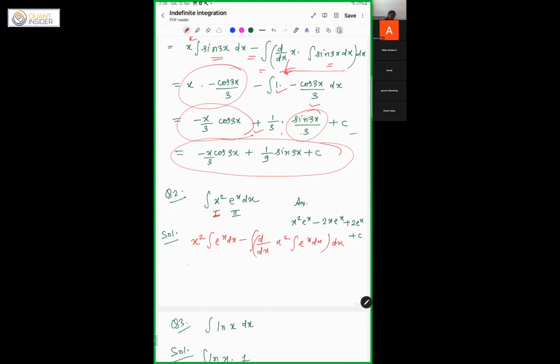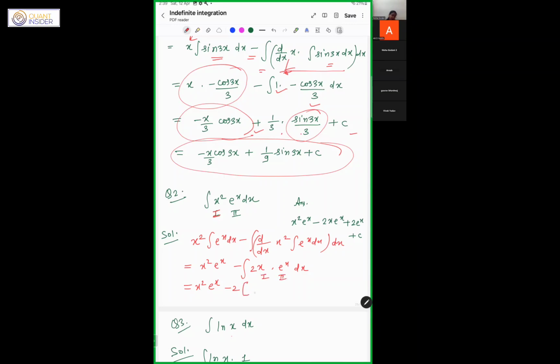So this is x square e to the power x minus integration of 2x into e to the power x dx. Integration of e to the power x is e to the power x, differentiation of x square is 2x. Now again you can see there is a product inside the integration, x into e to the power x. What will you do? You will again apply the formula. This is now first, this is second.